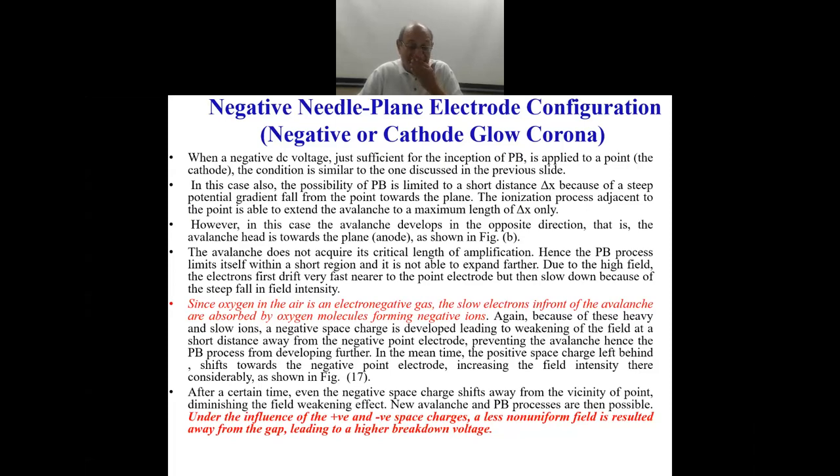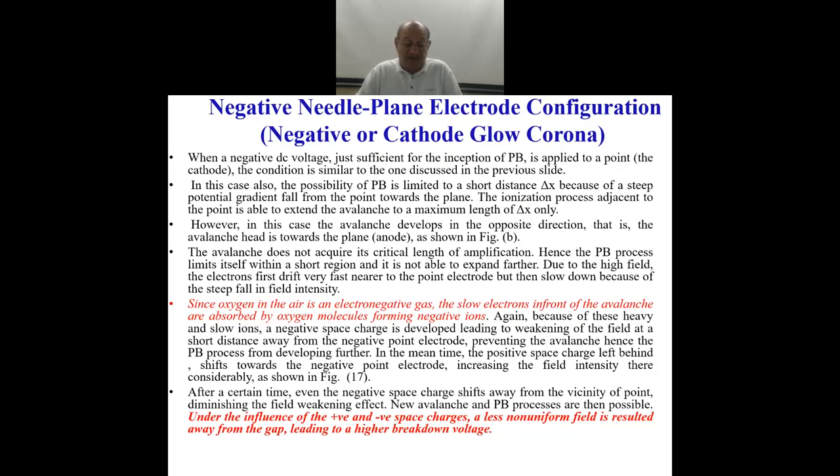Okay. After a certain time, even the negative space charge shifts away from the vicinity of the point electrode or needle electrode, diminishing the field weakening effect. New avalanche and partial breakdown processes are then possible.